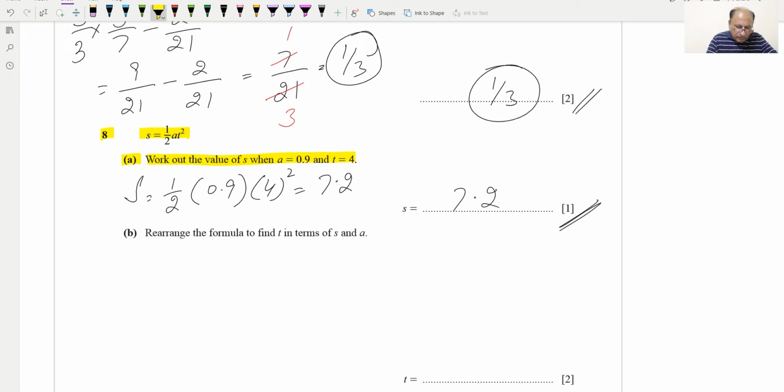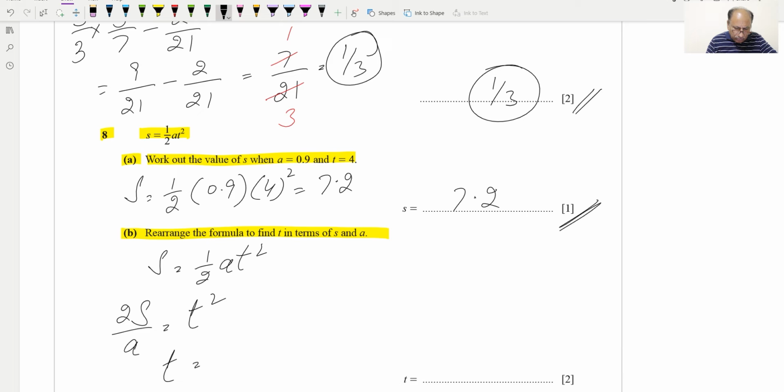Now for the B part, rearrange the formula to find t in terms of s and a. So we have to rearrange the equation. s is equal to half a t squared. This is the given equation. We need to make t the subject. So first of all, we will shift the 2 to the other side. So s times 2 will be shifted as 2s over a, and this will be equal to t squared.